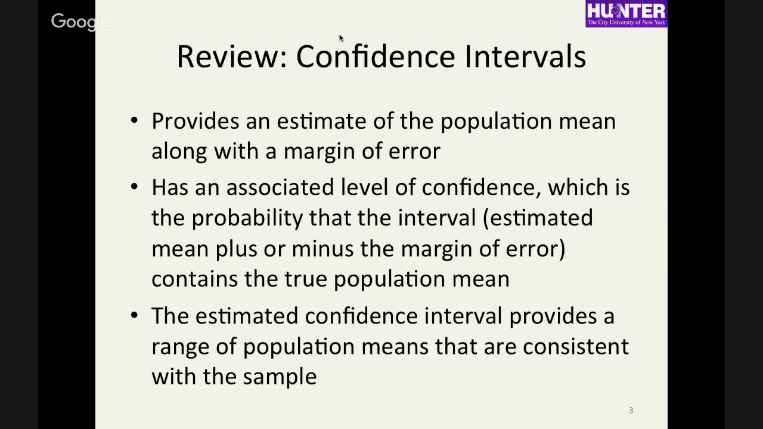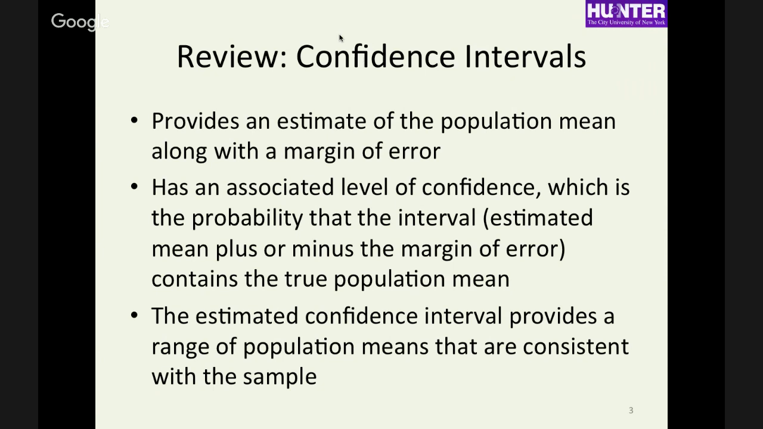So let's start with a review of confidence intervals, which we covered last class. We learned about confidence intervals as a way to quantify our uncertainty in an estimate of the population mean. It involved a point estimate of the population mean and a margin of error above and below that estimate representing our uncertainty. That uncertainty was associated with a level of confidence, which is how probable we estimated it to be that the interval would contain the true population value.